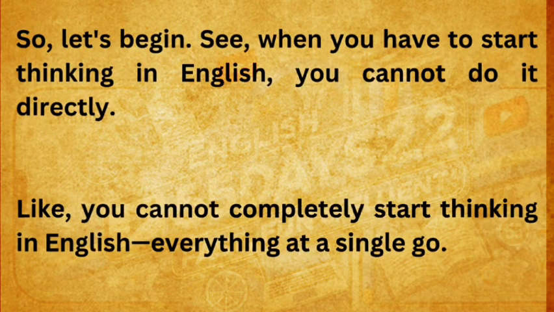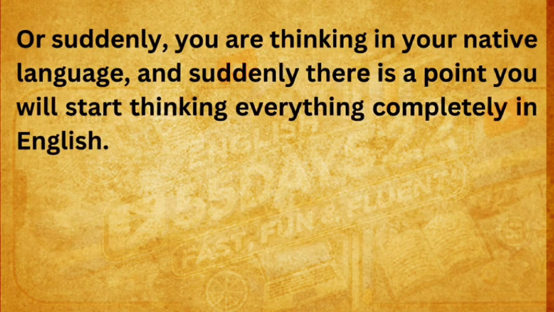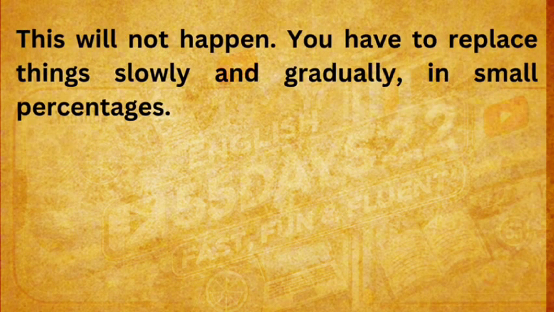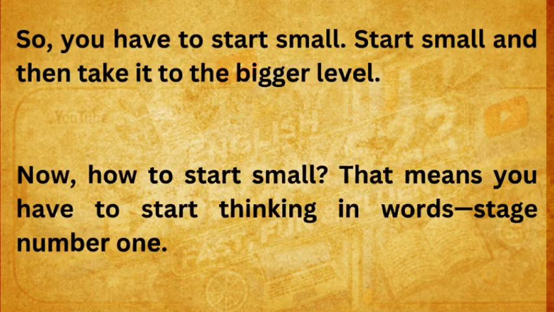So, let's begin. See, when you have to start thinking in English, you cannot do it directly. You cannot completely start thinking in English, everything at a single go. Or suddenly, you are thinking in your native language, and suddenly there is a point you will start thinking everything completely in English. This will not happen. You have to replace things slowly and gradually, in small percentages. So, you have to start small, and then take it to the bigger level. Now, how to start small?